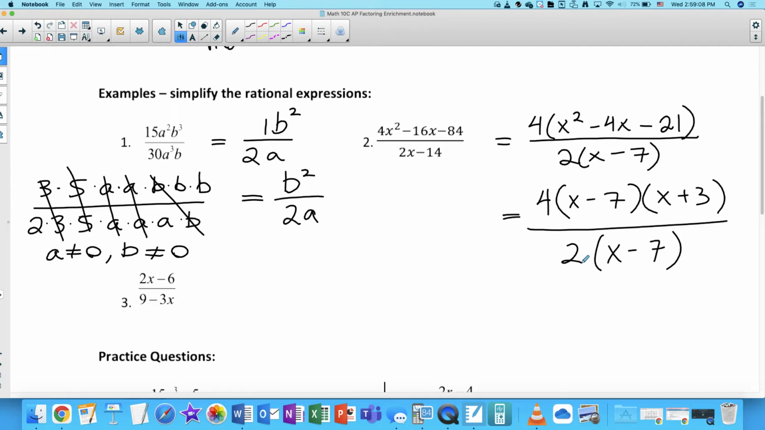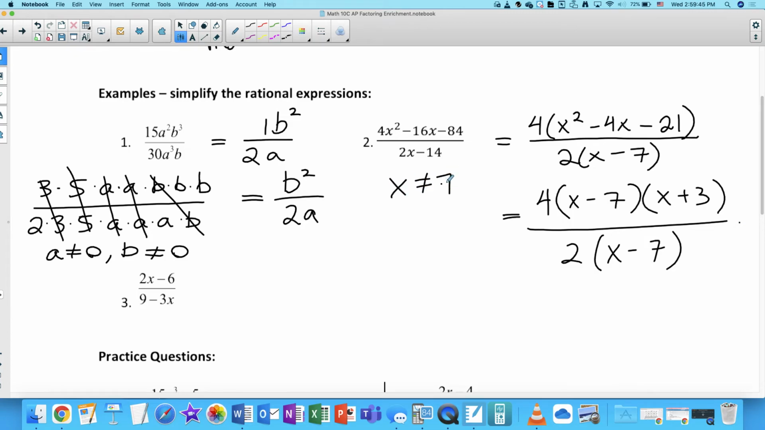Okay, so firstly, before we have the fun of crossing stuff out, what's the non-permissible value or values here? What value of x would make this undefined? 7 and negative 3. Okay, so 7 and negative 3. Is a fraction with a numerator of 0 undefined? It's not. No. Right? 0 over 10 is just 0. So you can have 0 in the numerator. That's fine. You cannot have 0 in the denominator. So here, x cannot equal 7.